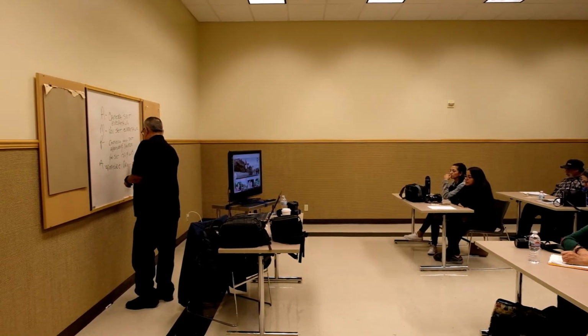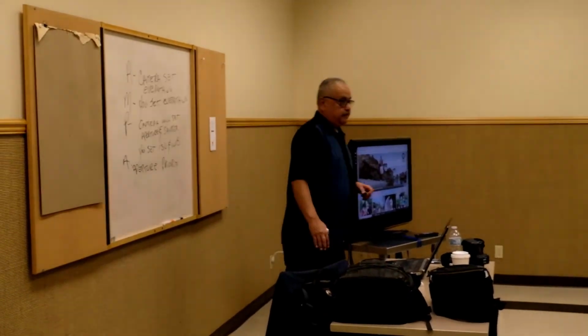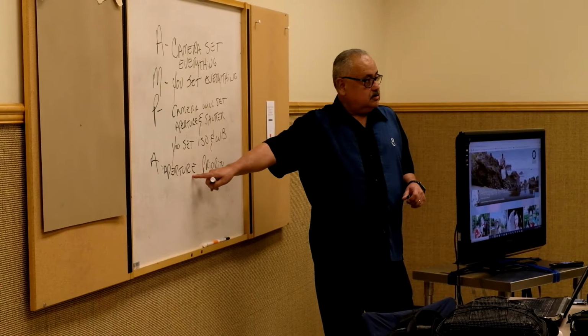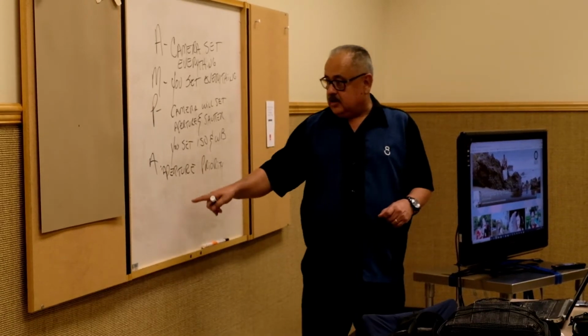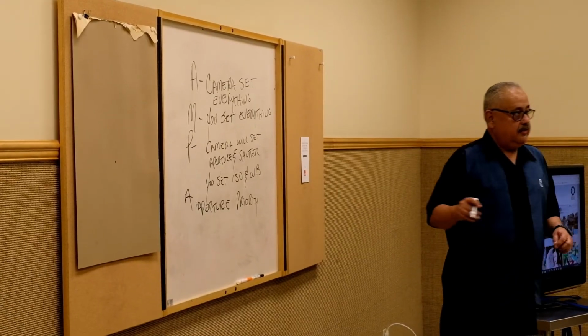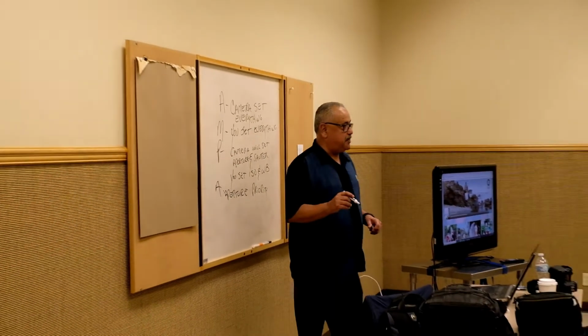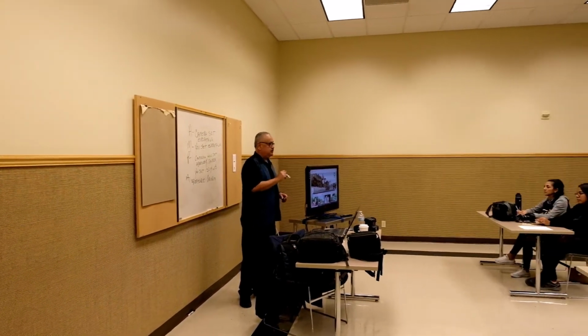Aperture priority deals with... the way it works is you set the aperture, and the camera will give you the corresponding shutter speed, again, based on the ISO that you set.